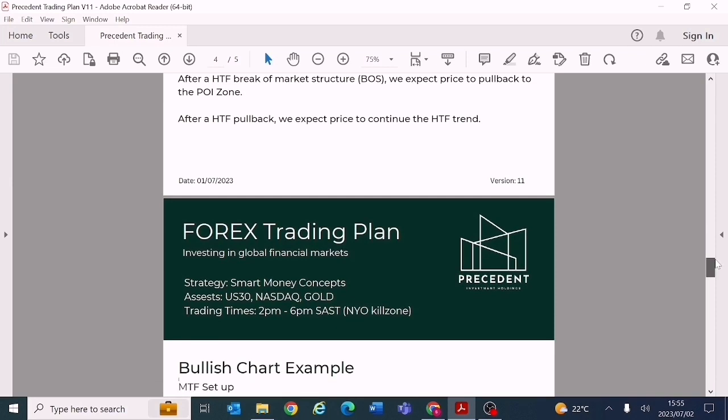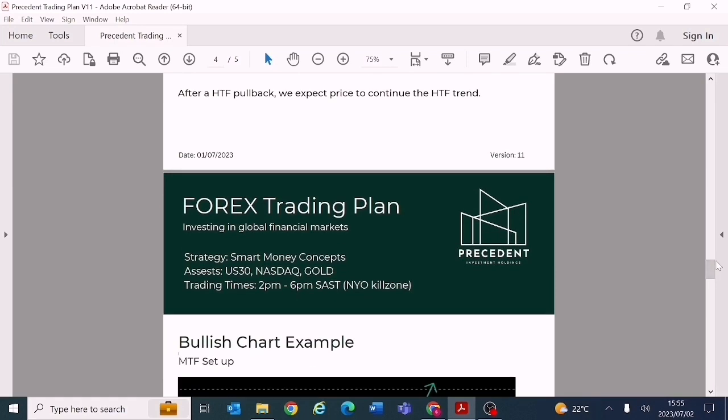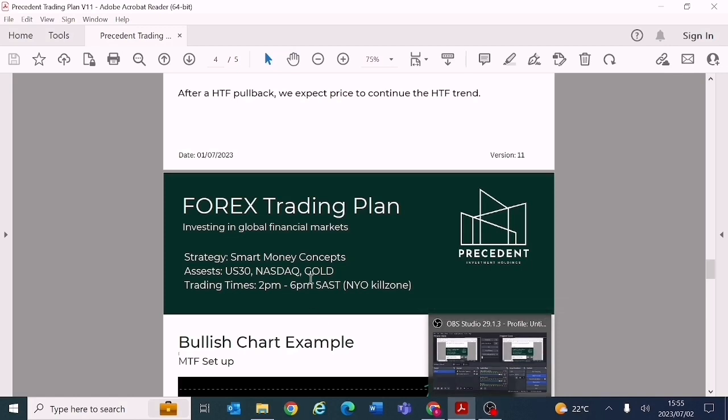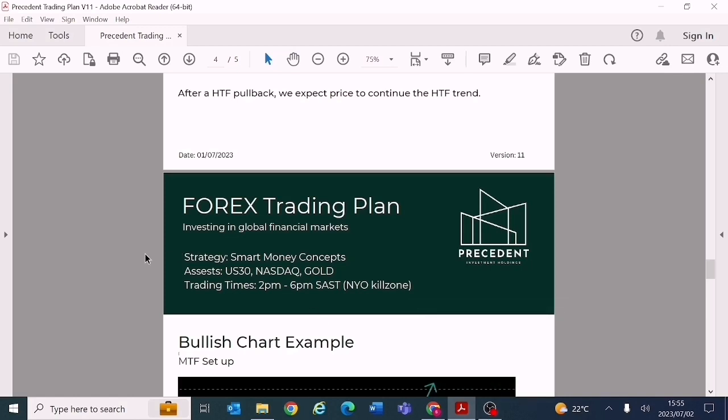So in the next session, I'll just show you our medium time frame setup. So now price in a higher time frame broke structure to the downside. We're expecting it to pull back into this higher time frame POI. So once it has pulled back on the higher time frame into that supply or demand zone, I'm going to show you what we need to look at for our system. But in the next session, I'll take you through that.